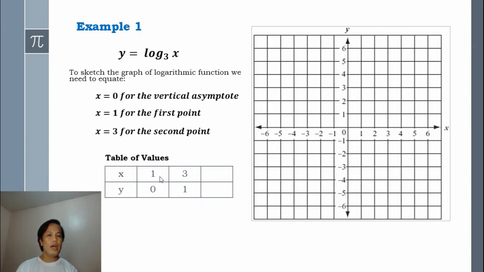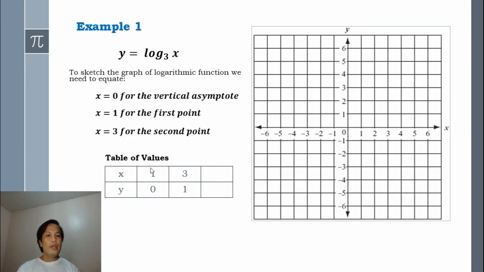Why do we need to use 1 and 3? It's because when we substitute 1 for x here, we have y equals log of 1 base 3. Log of 1 with any base, whatever the value of the base, is always equal to 0. So if this is 1, everything becomes 0. That's why we have 1 as the x and 0 as the y. That's the purpose of equating x to 1.